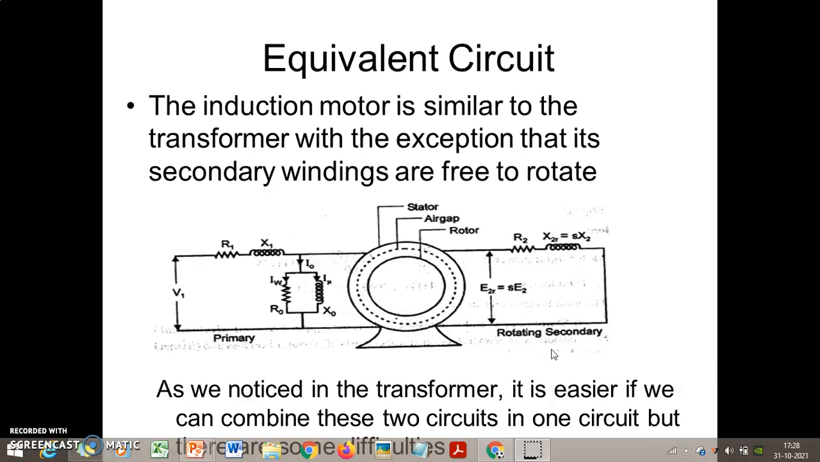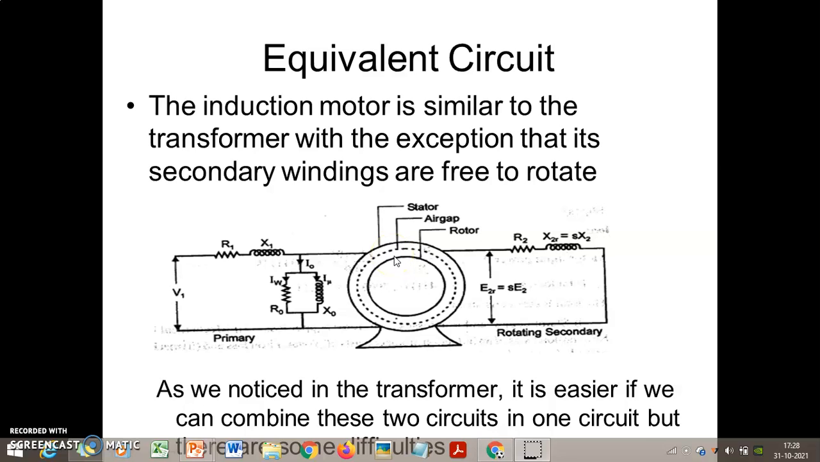This is the equivalent circuit. Let me explain this part one by one. The center part is the rotor, and the left side indicates the stator windings. The circuit of the stator is defined on the left side, and the circuit of the rotor on the right side. And for sure, this cannot be combined in a single circuit, because in between there is an air gap, so the electric circuit cannot be combined.